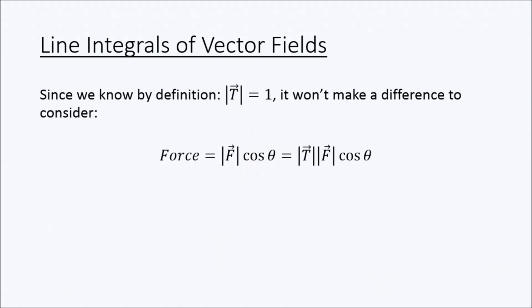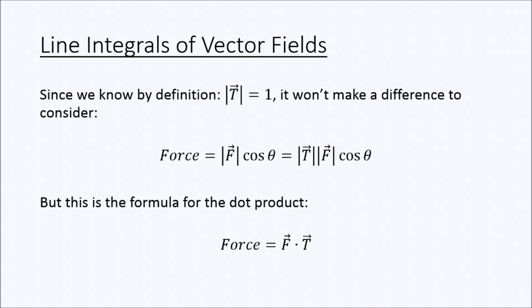Now here's the cool part. We know that by definition, the magnitude of the unit tangent vector is 1. So it doesn't make a difference to multiply by 1. So that force being applied is going to be, again, the magnitude of force times cosine theta. And let's multiply by the magnitude of my unit tangent vector, since that's just 1. Well, then hopefully we can clearly see, just like we did before, that this is the definition of the dot product. So it turns out that the force being applied at that one point is just the dot product of the force and my unit tangent vector, or F dot T hat.